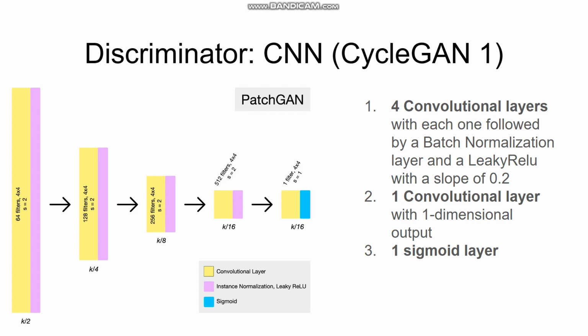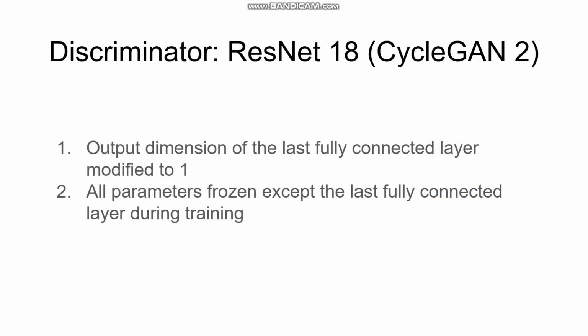For CycleGAN 1, we use a standard PatchGAN style CNN network. For CycleGAN 2, I use a pre-trained ResNet 18 with the last layer modified to have an output dimension of 1, which indicates real or fake. And all parameters are frozen except the last fully connected layer during training.